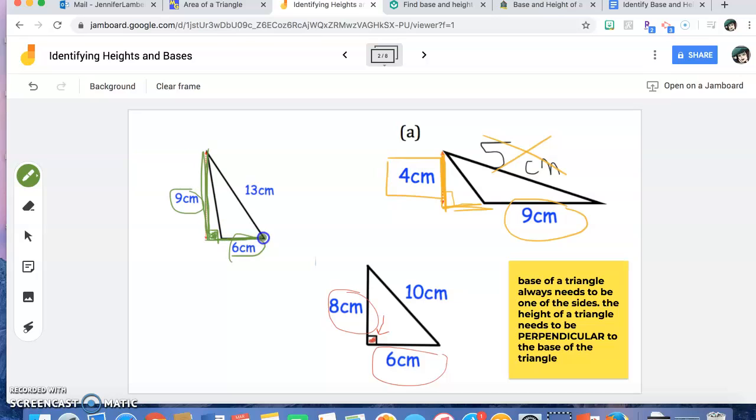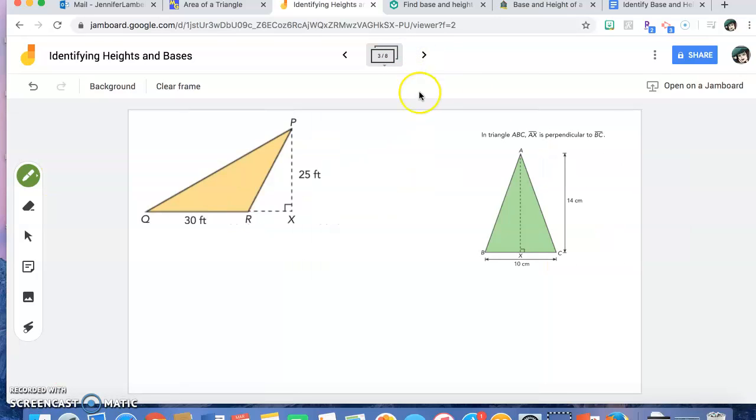Okay, if at any point in the video you need to pause or rewind, do so. I'm just on a time limit with what I can record. So sorry. So always pause and rewind if needed. Let's look at a couple more examples. Sorry, I keep flipping back and forth.